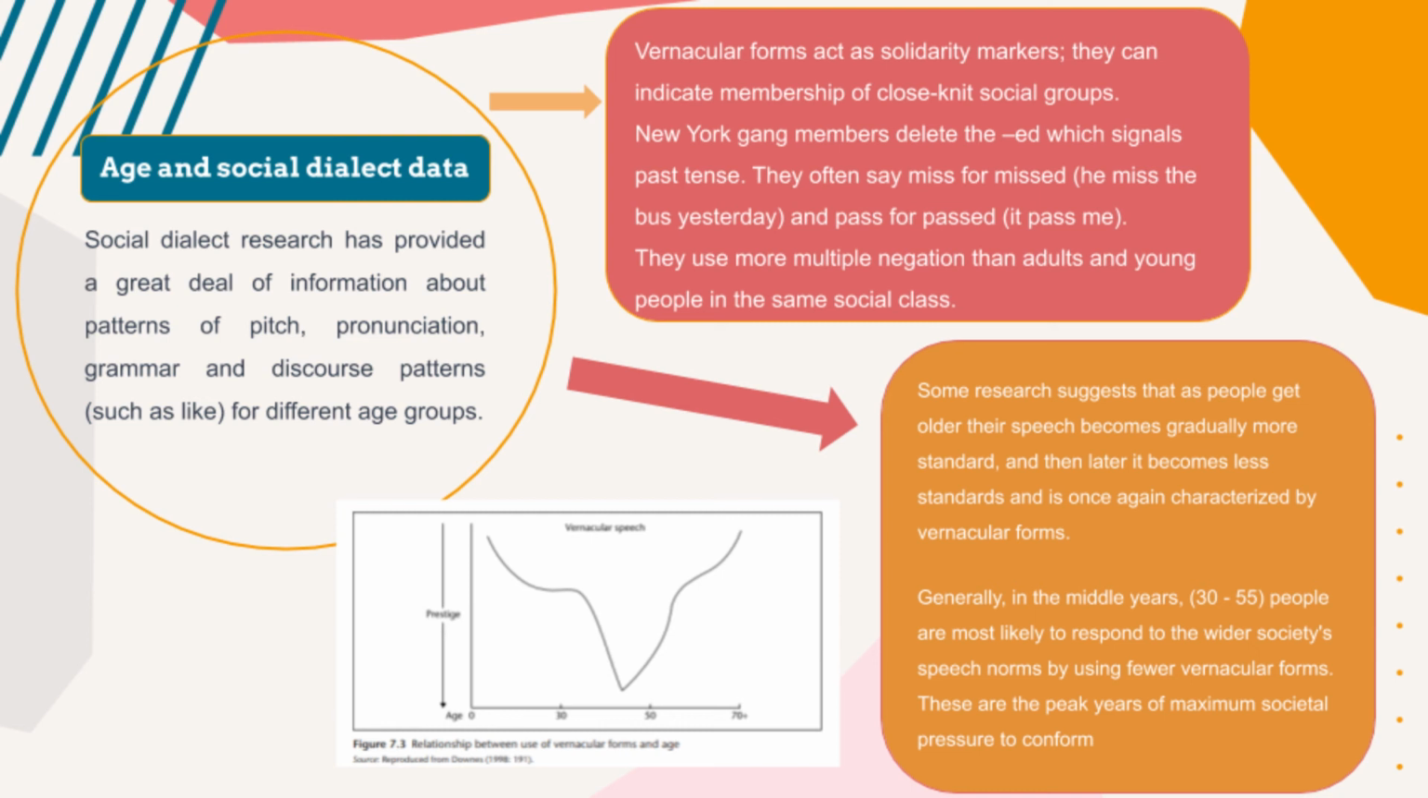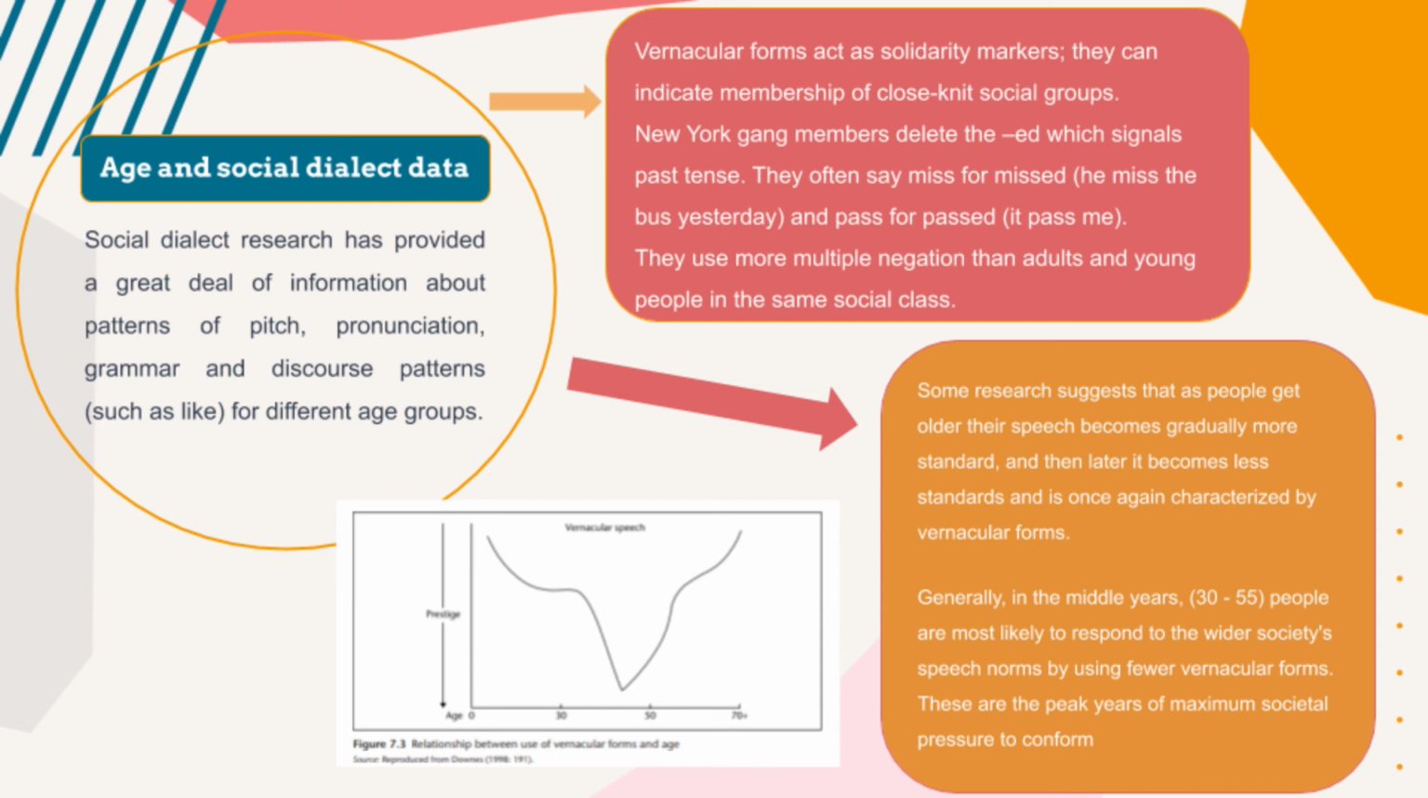Vernacular forms act as solidarity markers. They can indicate membership of close-knit social groups. New York gang members delete the -ed which signals past tense. They often say miss for missed, as in He missed the bus yesterday, and pass for passed, as in It passed me. They use more multiple negation than adults and young people in the same social class.